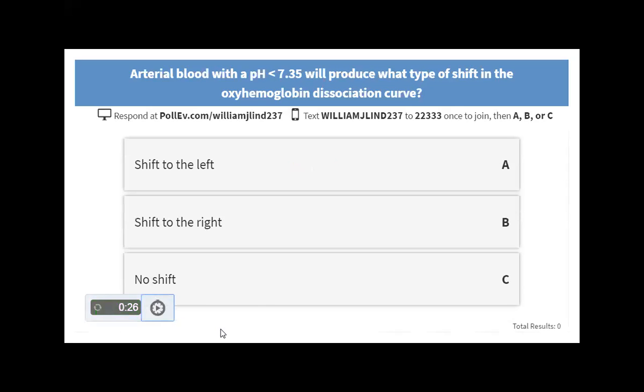Question about the oxyhemoglobin dissociation curve and pH. For arterial blood with a pH less than 7.35, we'll see a shift which way? Or no shift?